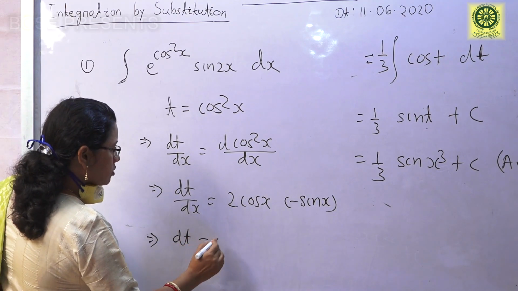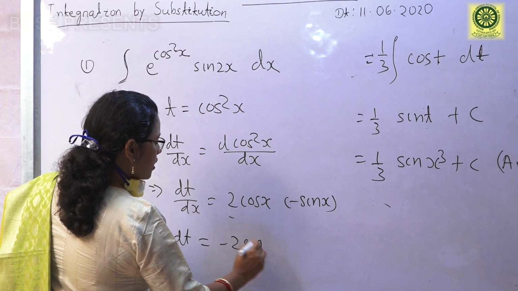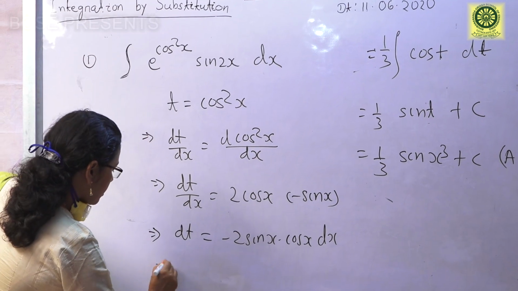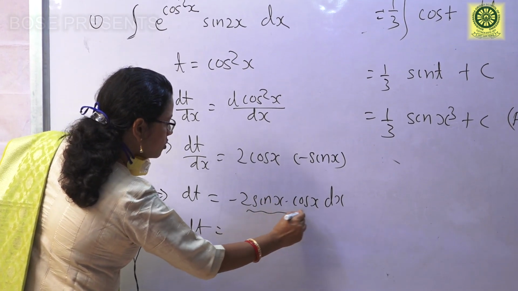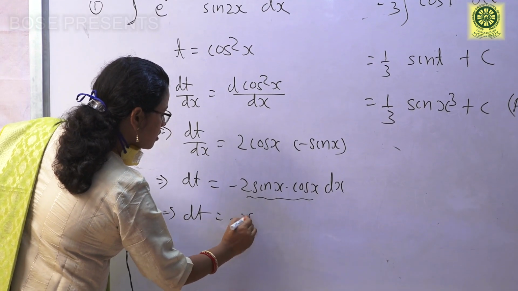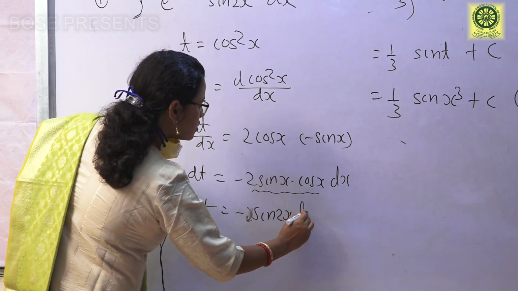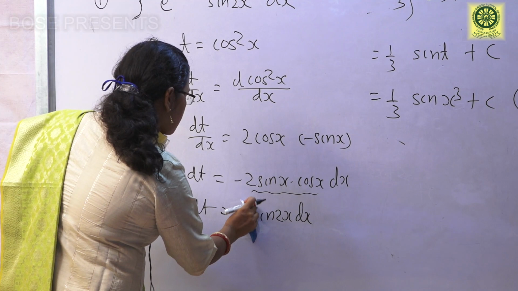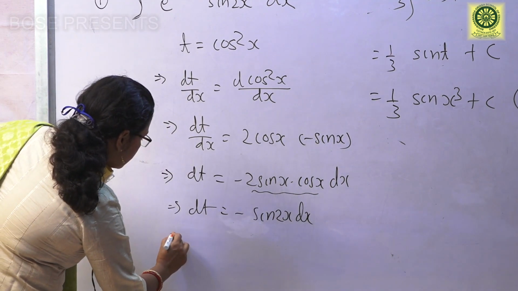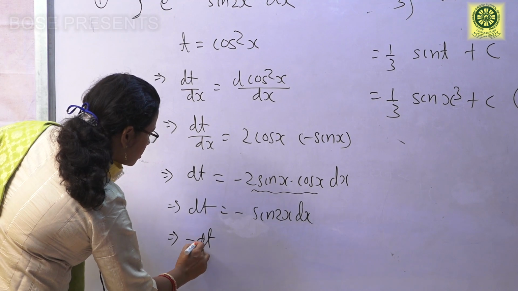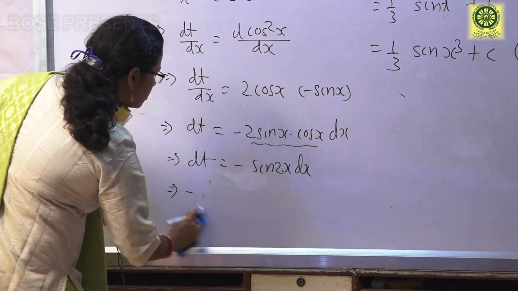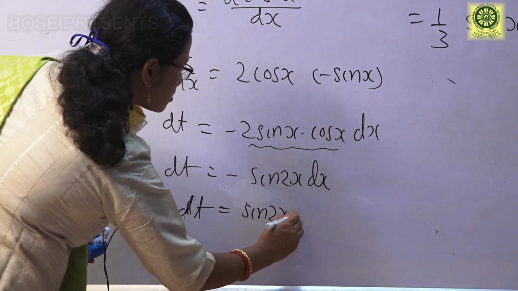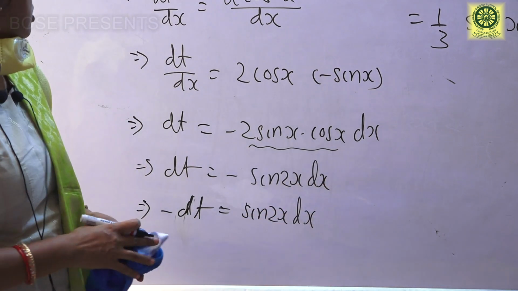Then dt is equal to, this is your minus 2 sin x into cos x dx. Okay, and this is nothing but your sin 2x. So just write for this sin 2x dx. That can be also written as minus dt. Minus dt is equal to your sin 2x dx.